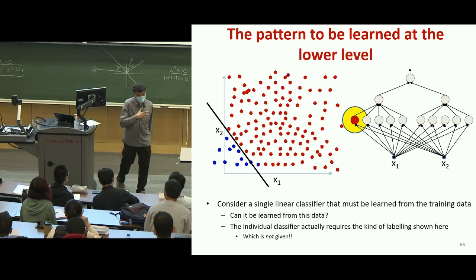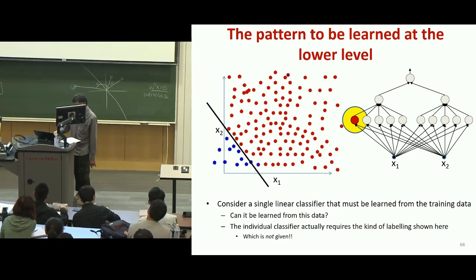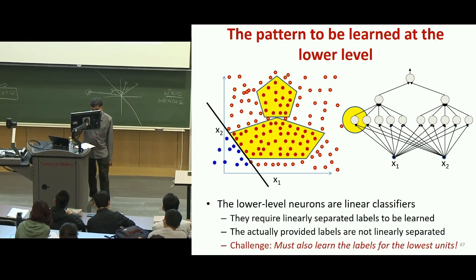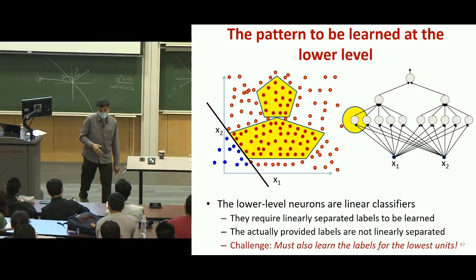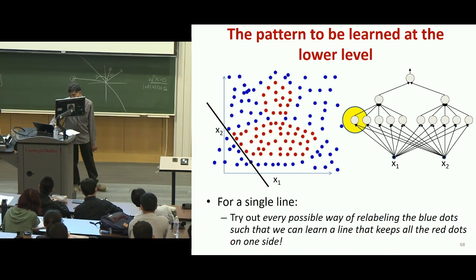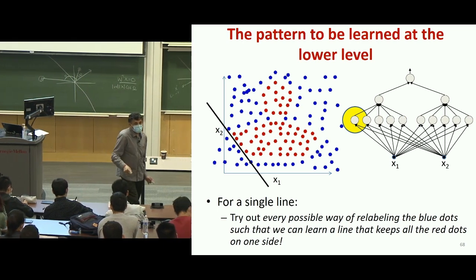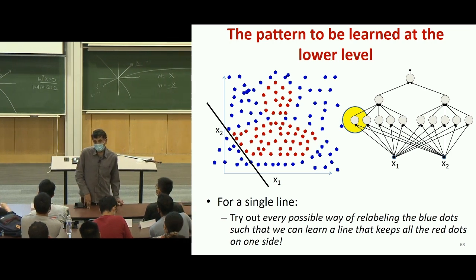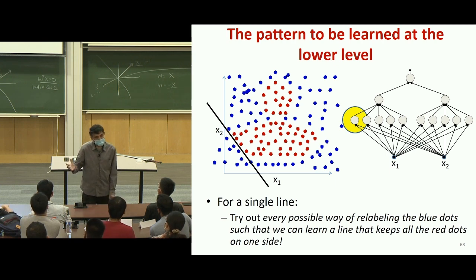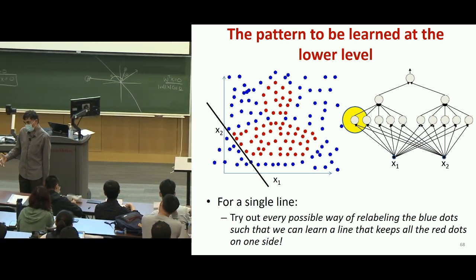I'm giving you a very simple problem over here. Imagine that it gets complicated. So the only way to do this is you must figure out how to relabel the data points so that you can learn this boundary. And to figure out how to relabel those data points, you have to try every possible way of relabeling the data points. If I have n data points, how many different ways are there? 2 raised to n, right? So I'll have to check every possible one of the 2 raised to n ways of relabeling the data.